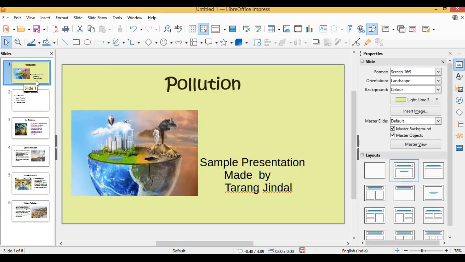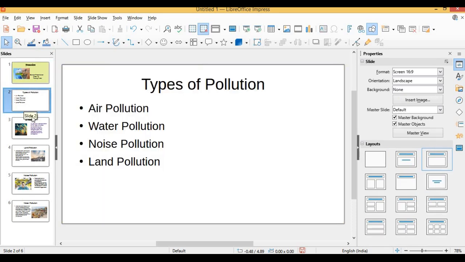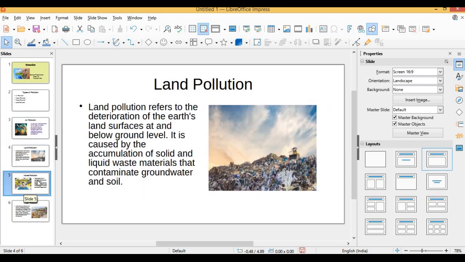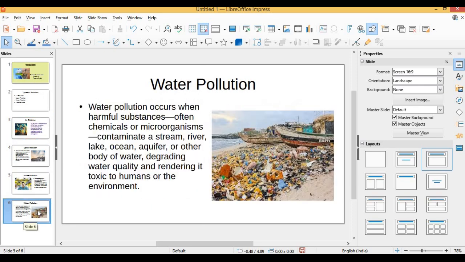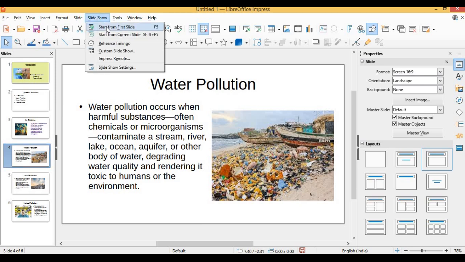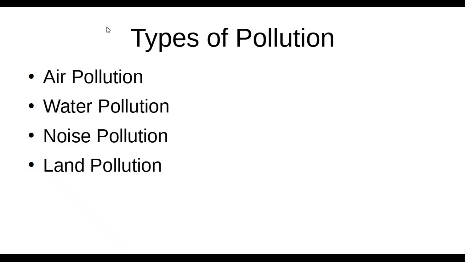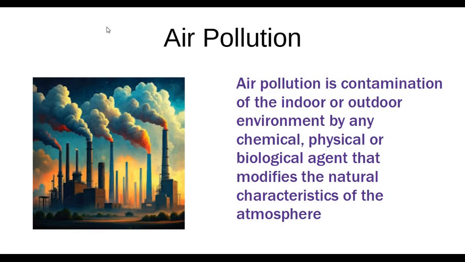Only one slide we have colored the background. This is types of pollution: air pollution, land pollution, noise pollution and water pollution. If you want water pollution after air pollution, you can just shift it like this. If we see the slideshow, start from first slide. See, all the slides will come on mouse click.